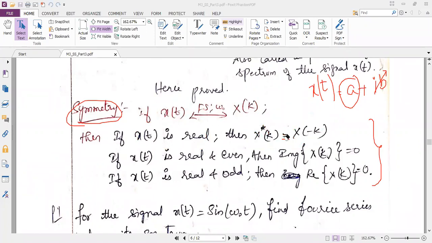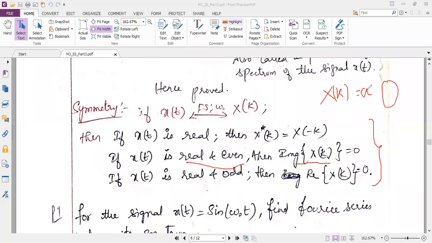Then the second observation is, if x of t is real and even, then the imaginary of X of k is equal to 0. That means my X of k will be having only the real element, that means only a. It won't have any imaginary element. So the imaginary of X of k is equal to 0 at what condition? If x of t is real and even.